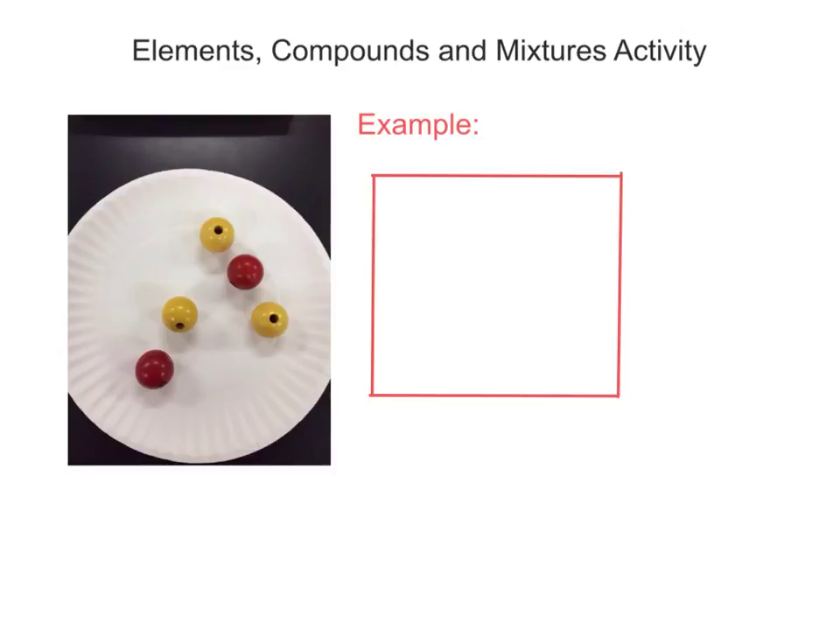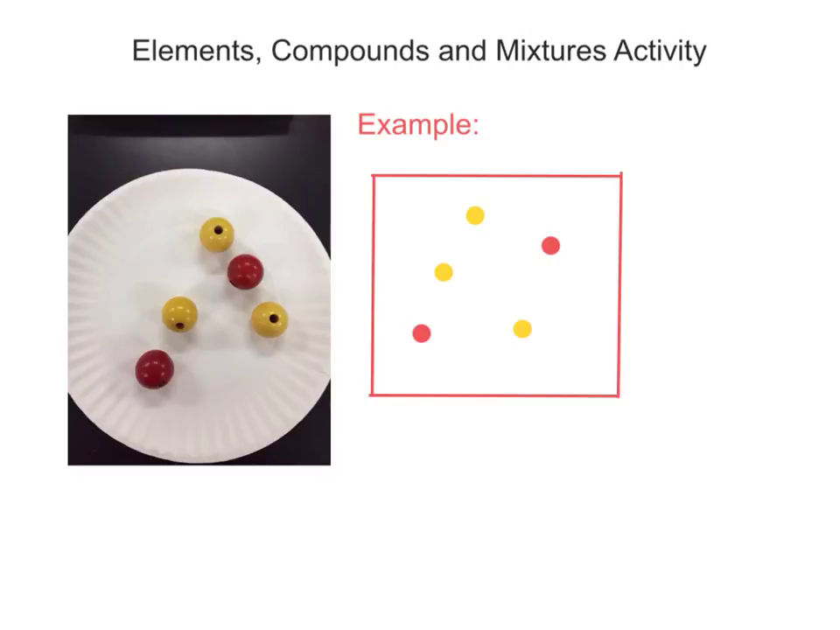and then you're going to do the other 6 samples on your own. So the first thing you want to do is, when you're looking at the sample, you want to draw it in the box so you have a representation of the particles themselves. So here you can see we have 2 red spheres and 3 yellow spheres. So we're going to draw our 2 red spheres, and then we'll draw our 3 yellow spheres. Okay, there we go. So the next thing we want to do is we want to determine, does that look like an element, a compound, or a mixture?